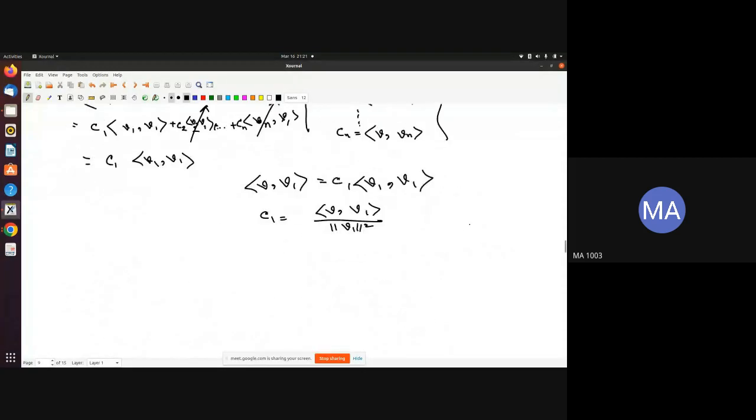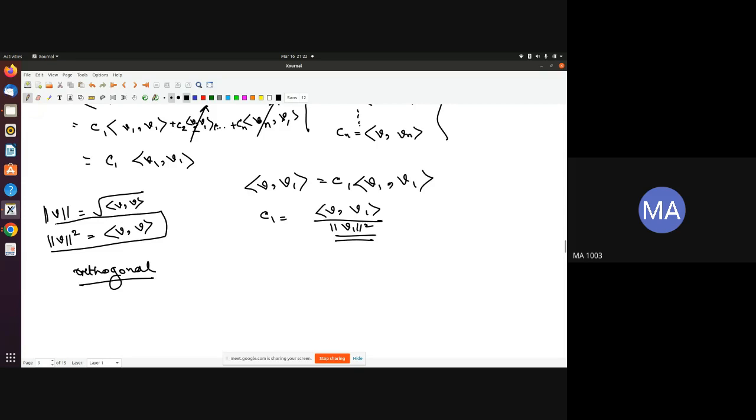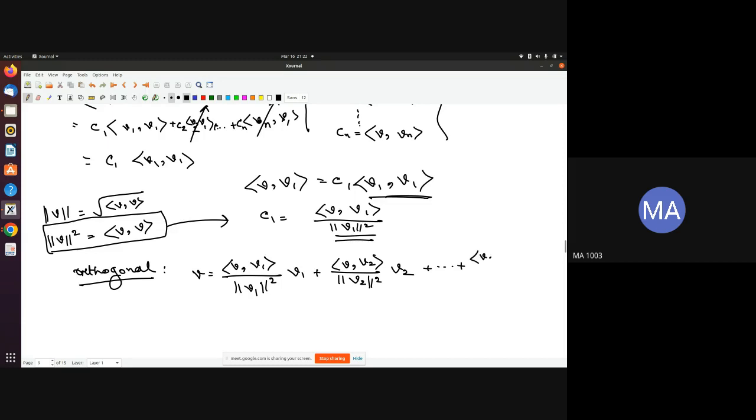So let me summarize it. If I start with an orthogonal basis, and you understand that this is the norm, the usual norm we defined earlier. Using the inner product, I can define a norm. If I take the square, this is basically V, V. So V1, V1 is the square of the norm of V1. So with an orthogonal basis, the combination is actually V, V1 over norm of V1 square times V1, plus V, V2 over norm of V2 square times V2, and so on, up to V, Vn over norm of Vn square times Vn. If it is orthonormal, then all the denominators will be 1. That is what I have written.